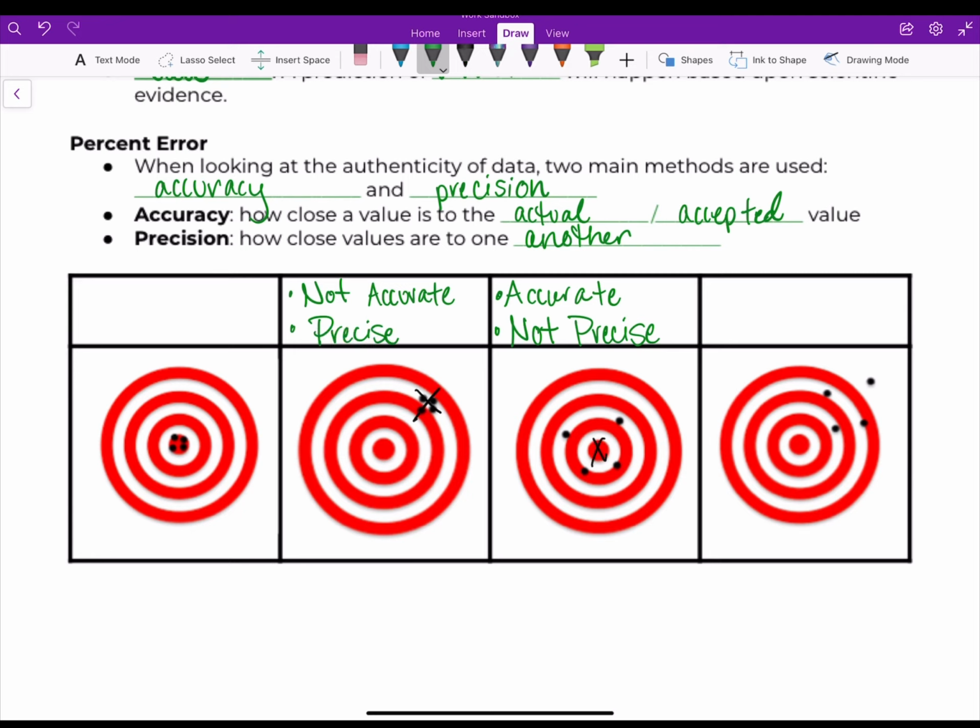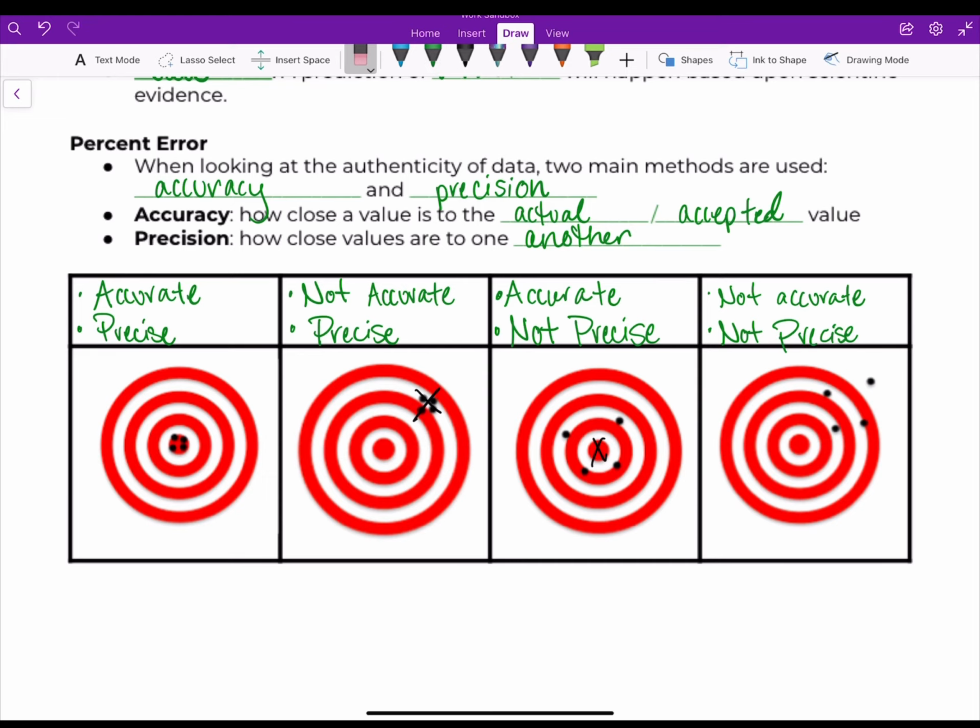So now let's see our other two targets. This target over here, it's close to the bullseye, which tells us it is accurate. And all of those values are clumped very close together, so it's also precise. So this target is both accurate and precise. Let's look at our last target now. For this one, the values are not close to the center, so it is not accurate, and our values are not close together. So it's not on the bullseye, and they're not close together. So this one is not precise.